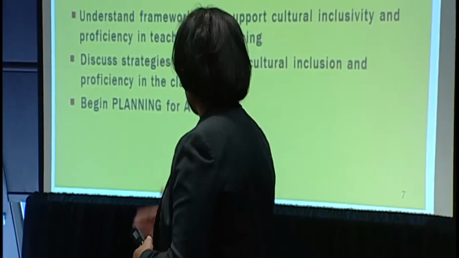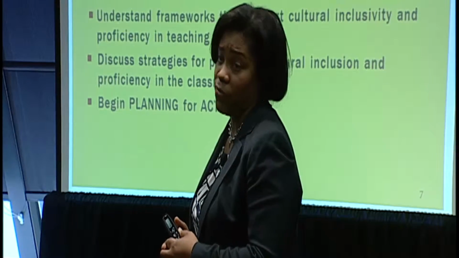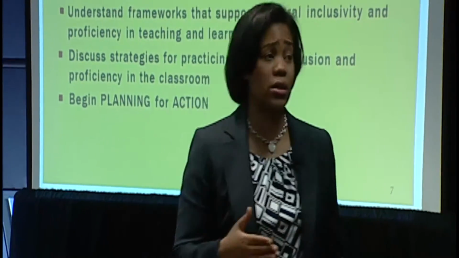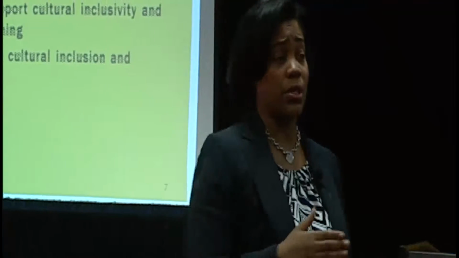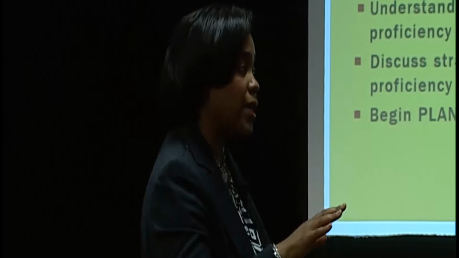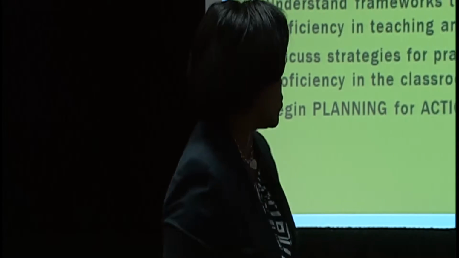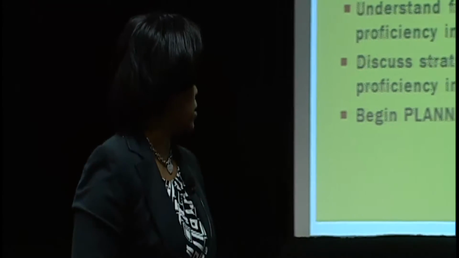I'm also hoping that you'll understand some theoretical and conceptual frameworks that explain underrepresentation and underperformance of certain students in STEM fields. And particularly for our work today, we're talking about underrepresented racial ethnic minorities and women, most specifically, okay? There are certainly other marginalized groups, but most of my discourse will refer to those 2 groups. And then I want you to understand frameworks that really support cultural inclusivity and proficiency.